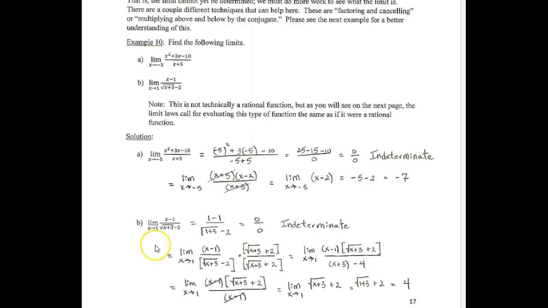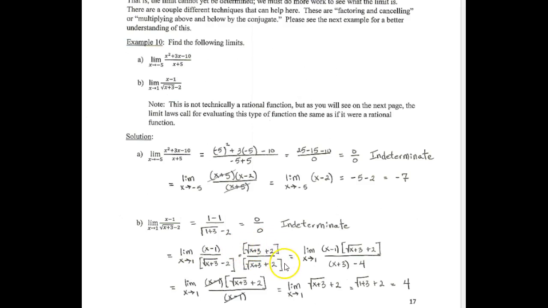The second technique that I want you to be able to use is what is called multiplying above and below by the conjugate. There is no factoring that's going to help us here. So when you see that, what you need to do, again, if I plug in 1, I get 0 over 0. So that's indeterminate. What I need to do is multiply above and below by the conjugate of the denominator. The conjugate means simply multiply by the same thing, except change this negative sign to a positive sign. If that had been a positive sign, change it to a negative sign.